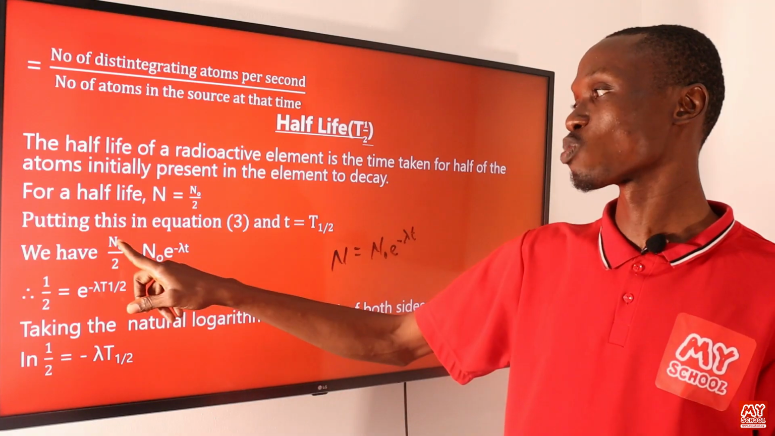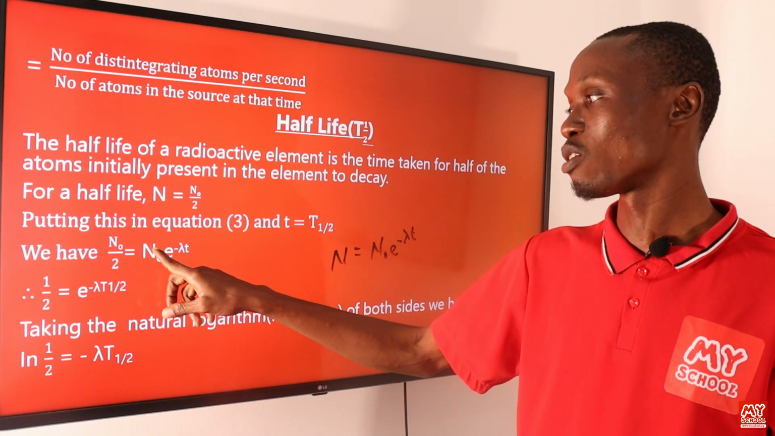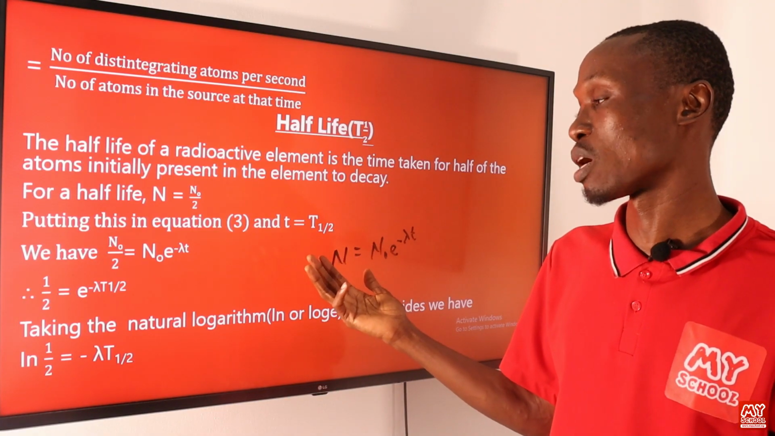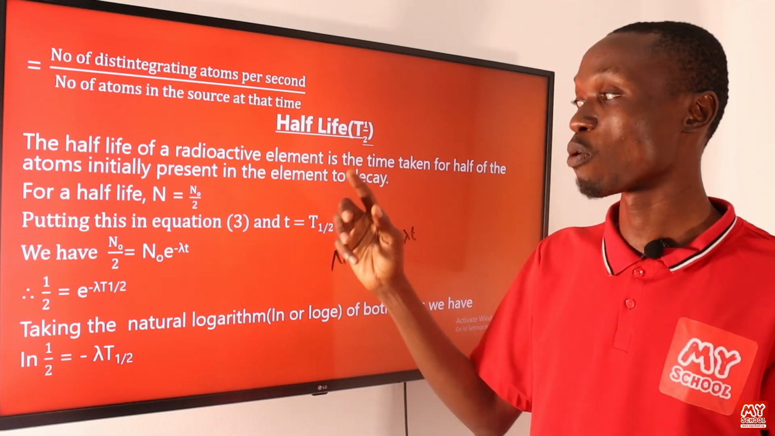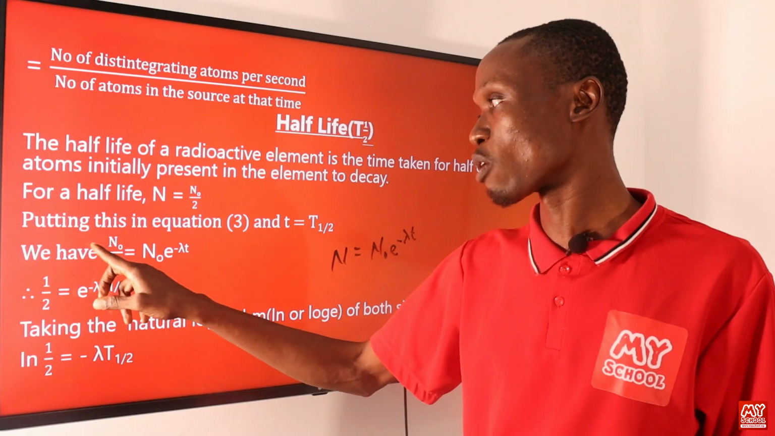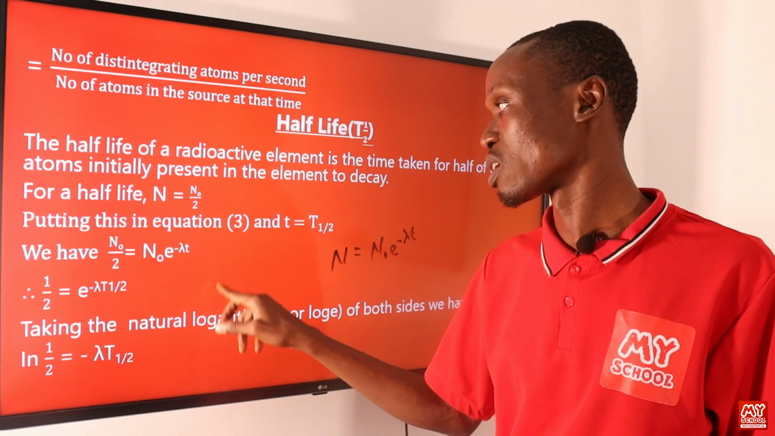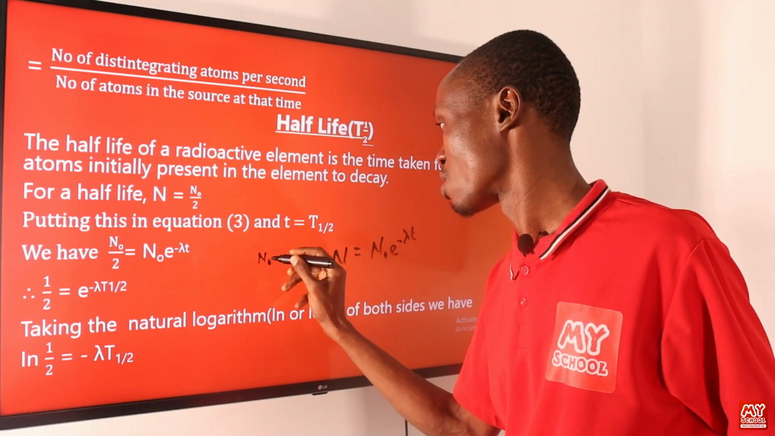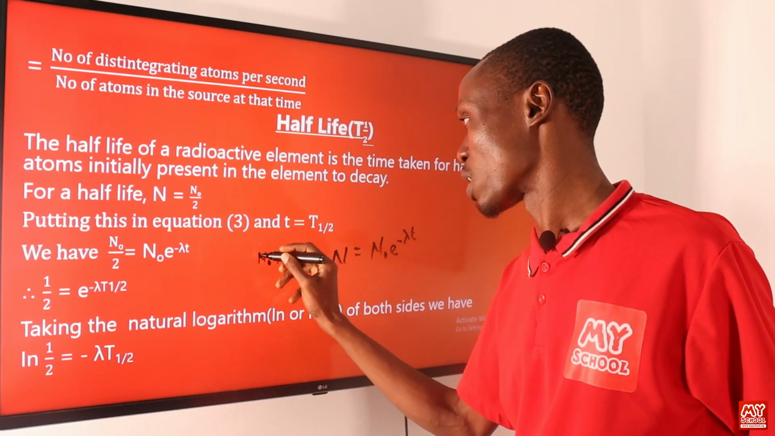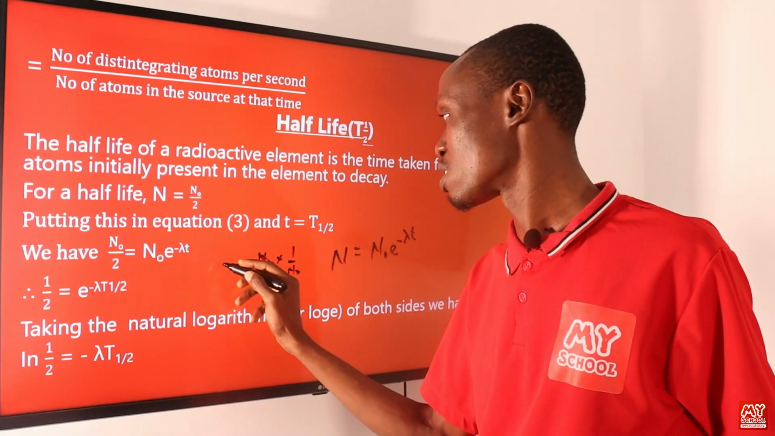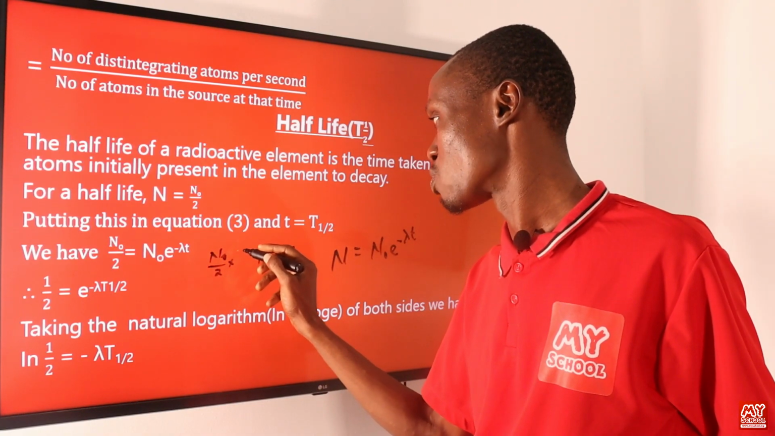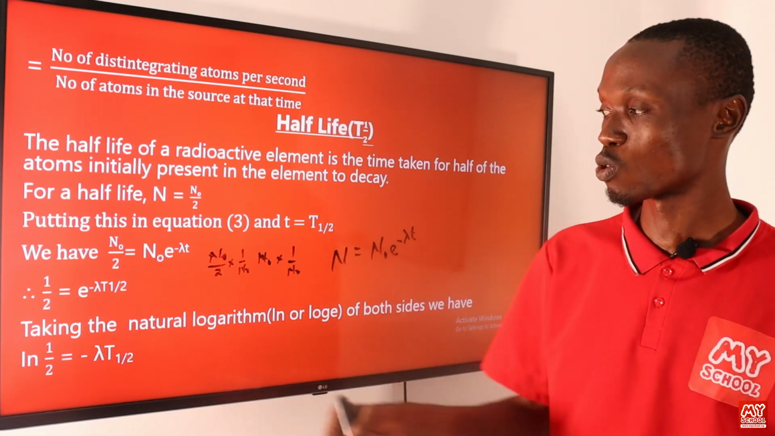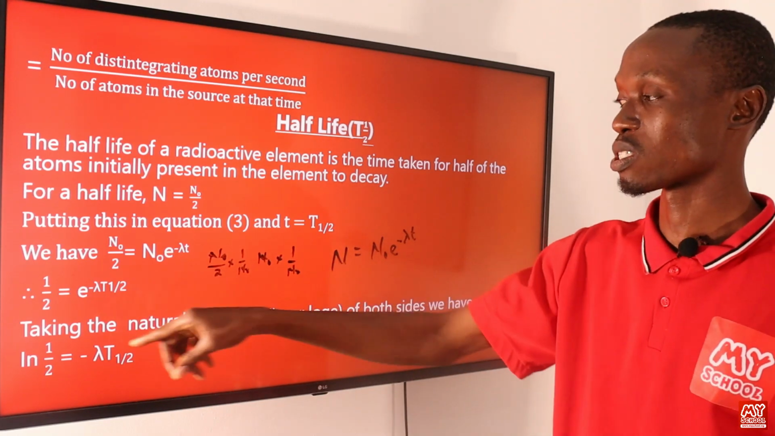So it's very easy. Since we have N naught over 2 here, and we also have N naught here, and we want to eliminate the N naught, basically what we do is multiply both sides by 1 over N naught. The N naught times 1 over N naught on this side will cancel out, while on this side we have N naught over 2 times 1 over N naught, so in the same way it will still cancel out. So that's how we arrive at 1 over 2 is equal to exponential minus decay constant times half-life.